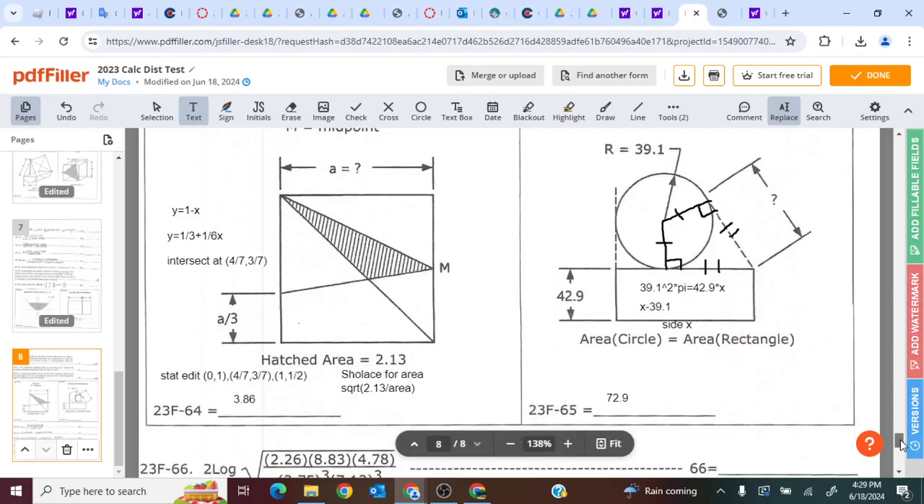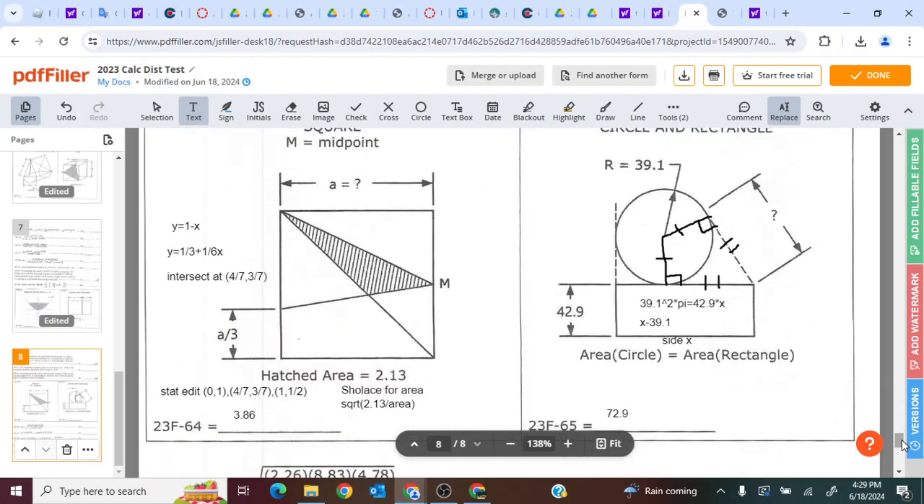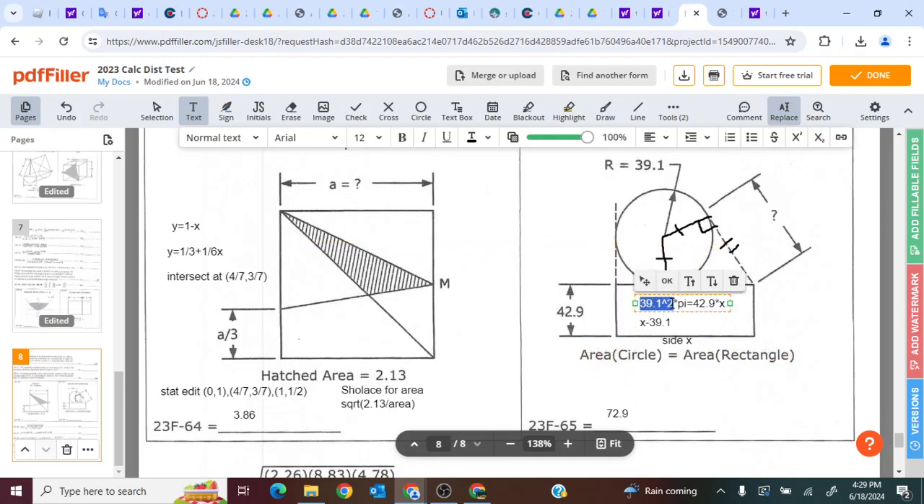65 now. Circle and rectangle. First off, you got to figure out what this side of the rectangle is. You know that the two areas are equal, so radius squared times pi is equal to side times length. You'll get an x value that's around a little over 100.